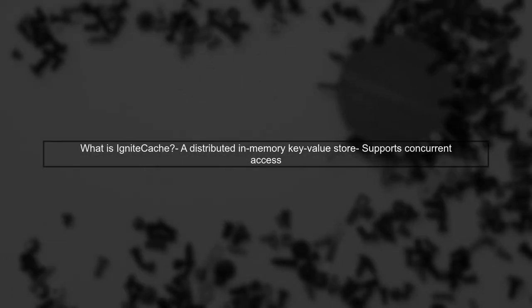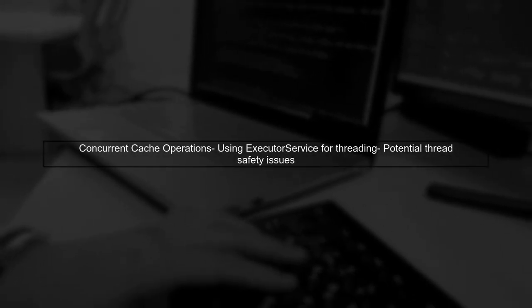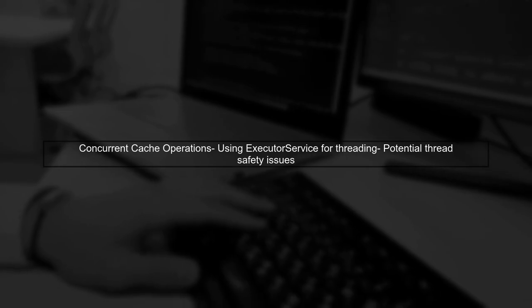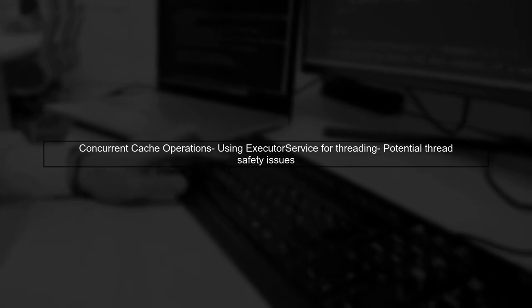Let's continue on. Let's address the question of whether Ignite Cache is thread safe for concurrent operations. First, we need to understand what Ignite Cache is. In your example, you're using a thread pool to load the cache concurrently. This raises concerns about thread safety. So, is Ignite Cache thread safe?